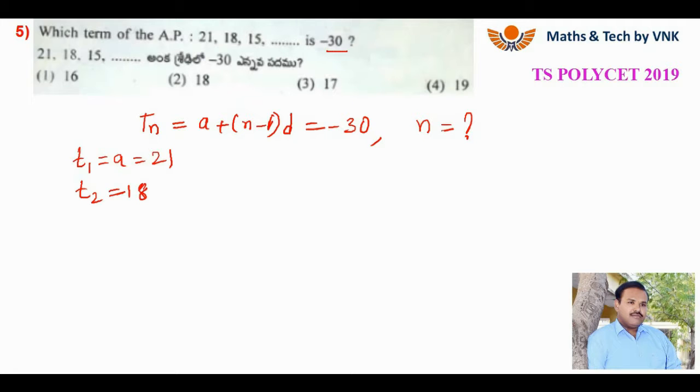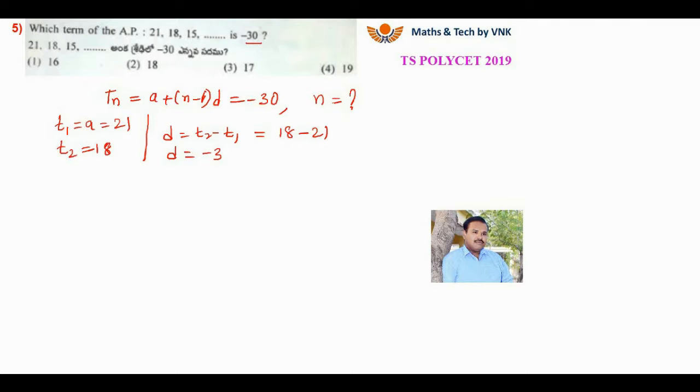Now find the common difference. D is equal to T2 minus T1, which is nothing but 18 minus 21. So the common difference D is equal to minus 3. Substituting A and D values in this relation. So A is 21 plus n minus 1 into D, which is minus 3, is equal to minus 30. So this is nothing but minus 3 into n minus 1 is equal to minus 30 and minus 21. This is minus 51.